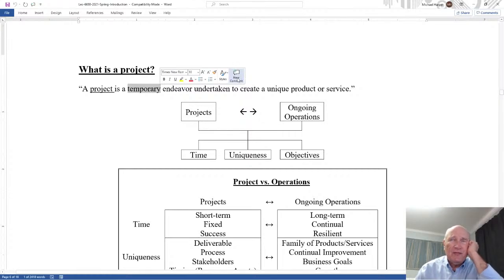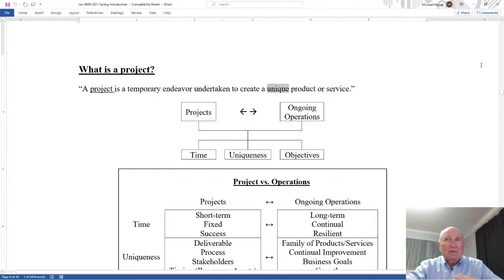Okay, the second word is unique. And this takes a little bit of explanation. A project has a characteristic of being unique. It's something special because when you approach this project, you're expecting something that you haven't seen before or you're not expecting. Okay, like construction.